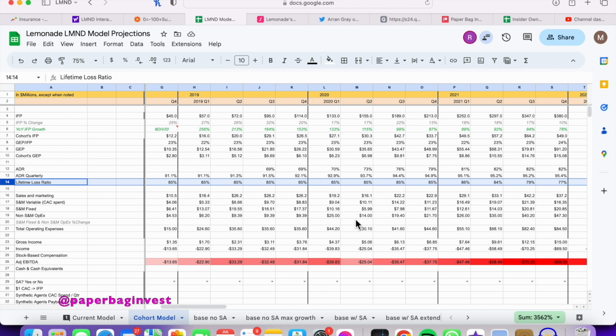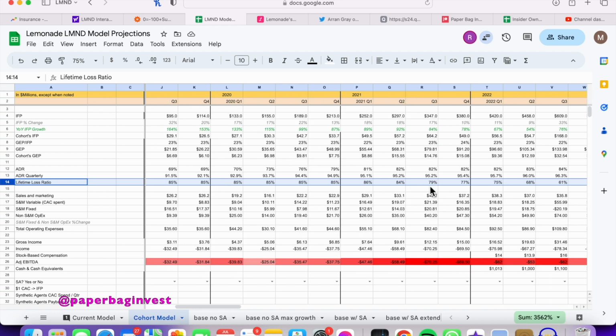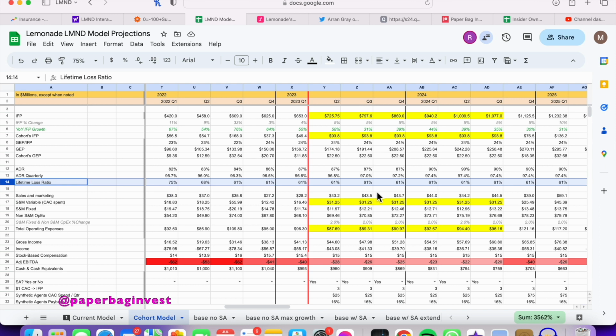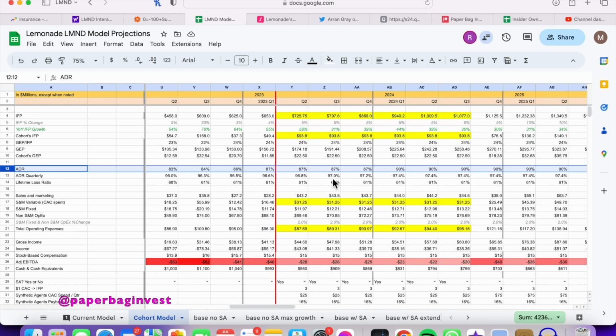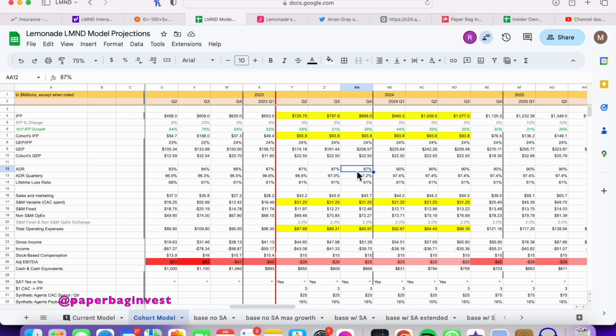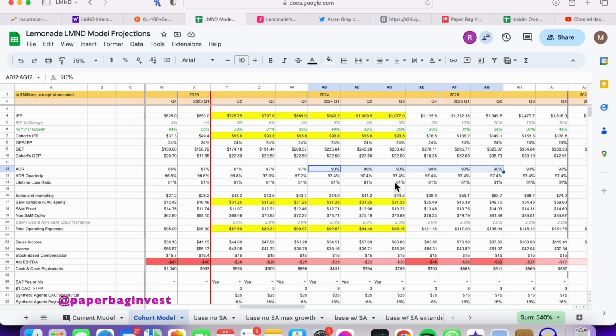So right now in the base model, I've input their lifetime loss ratios. That's a huge variable and a huge question we'll discuss. And their lifetime annual dollar retention. So what will be the lifetime annual dollar retention? Will it get better? Will it get worse? I've just put that in as 87%, and then I actually have it at 90% next year going forward. So a slight improvement as they have more products in more places, so less reason for people to churn.